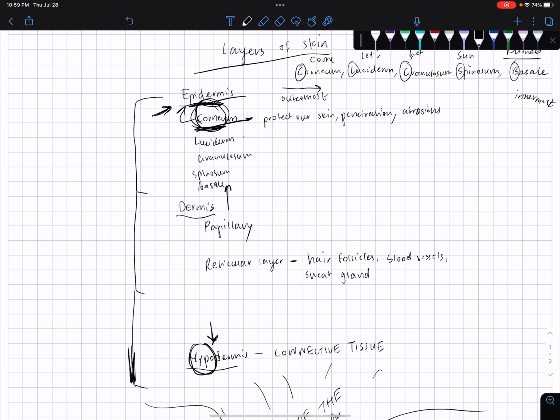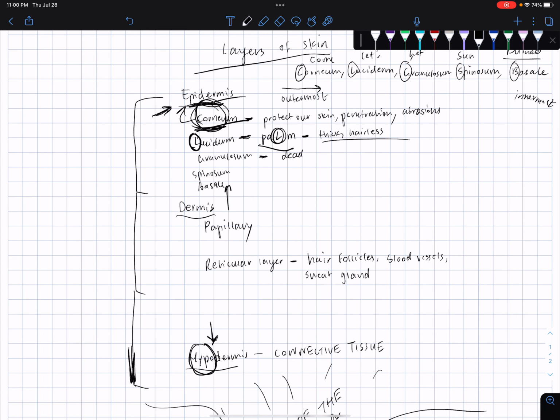And then directly below that, we have the lucidum. The way I like to remember it is the L in lucidum is the L in the word palm. So if you take a look at your palm right now, you can notice that your palm has very thick skin. There's no hair on your palm. There's no hair follicles originating in that area. So lucidum, that is skin that's very thick, and it is hairless. So you can imagine that lucidum is found only in areas where you have thick and hairless skin.